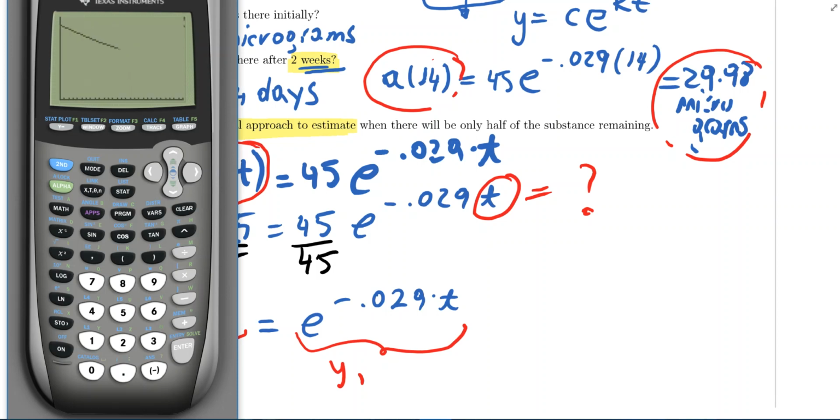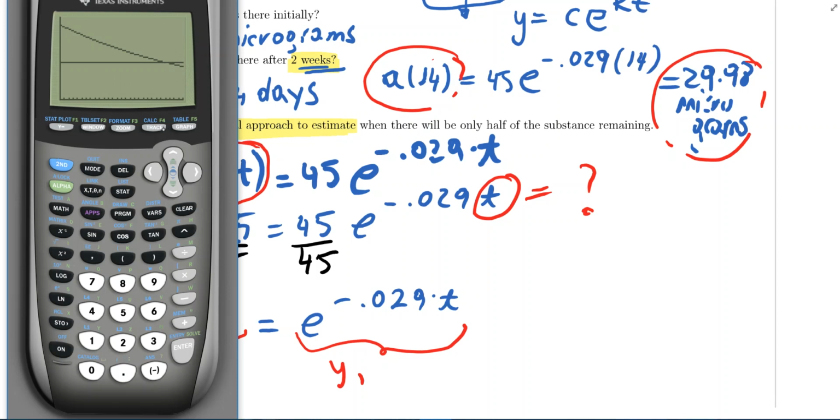Okay, so this is my y1. It's the exponential decay right here. And then my y2 is the horizontal line. So when they intersect, they're equal to each other. So this is your 0.5 and this is your e to the negative 0.029 times t. So to solve this, we set them equal to each other, right? So I need to find the intersection point, and that will give me the answer.